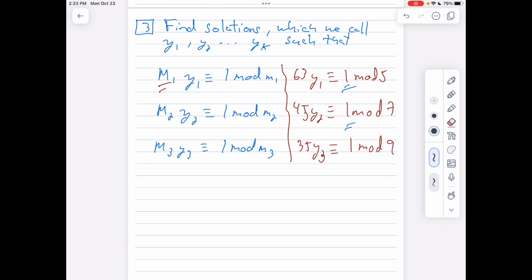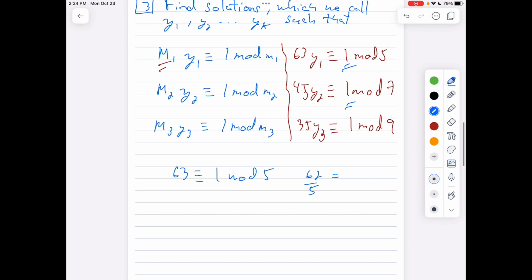Or the other thing you could do is solve these by inspection. So for example, if I take 63 y1 equals 1 mod 5, let's say you plug 1 in, you get 63 times 1. Is 63 times 1 congruent to 1 mod 5? No, because if you subtract 1, you get 62, and 5 does not go into 62 evenly.